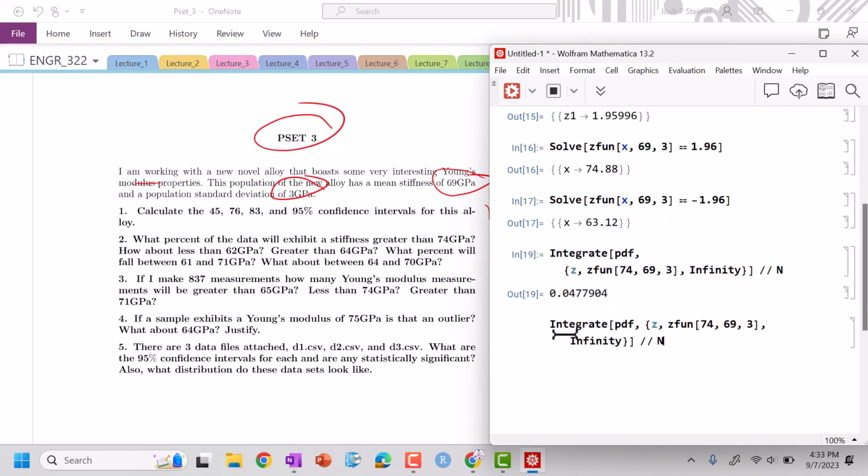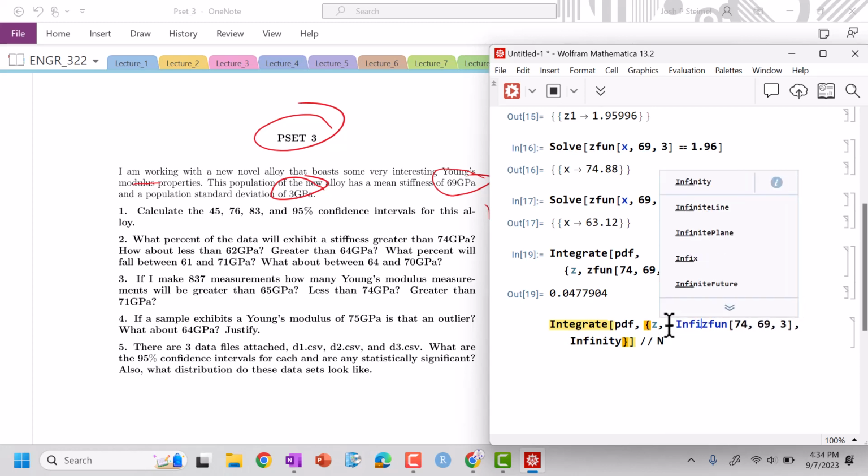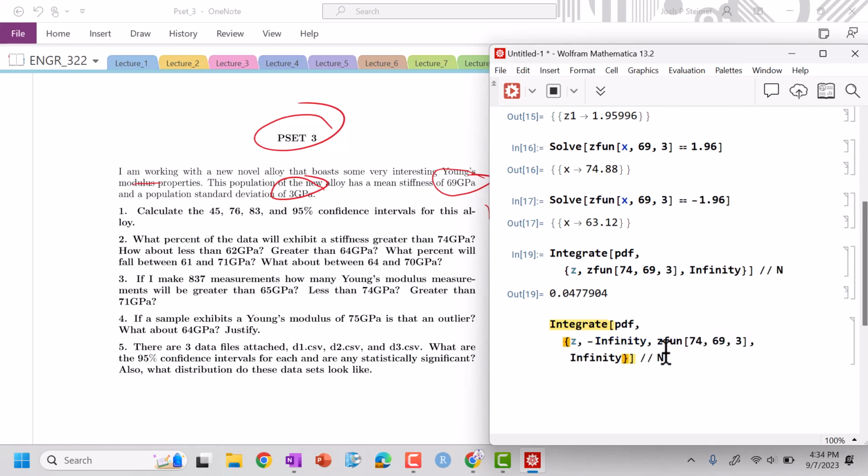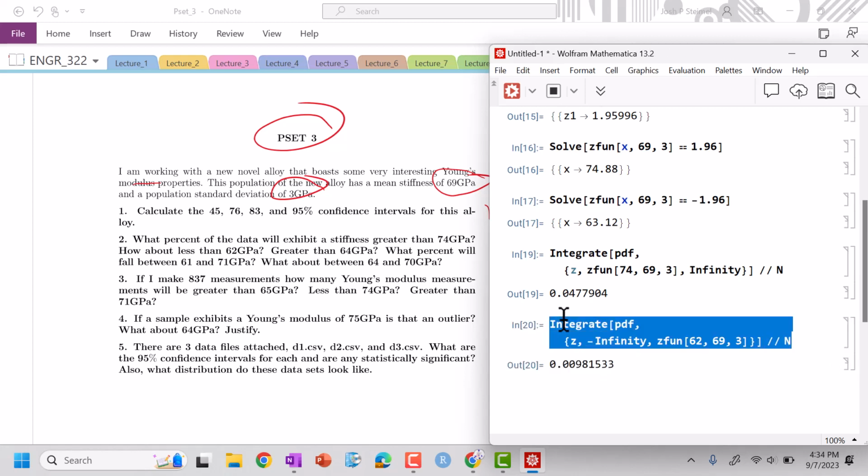What else are we asked? How about less than 62? So we're going to go from minus infinity to 62. Less than that, minus infinity. And then there we go.